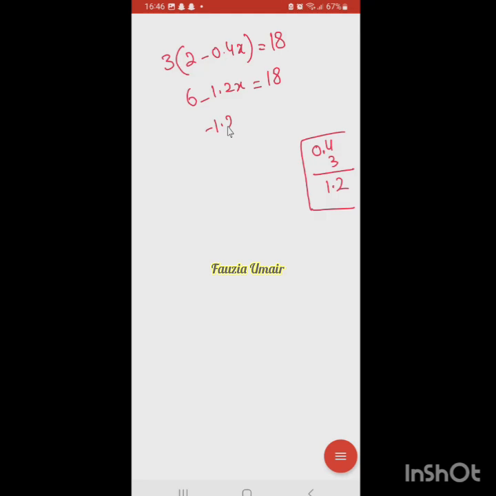So now 1.2x is equal to 18 minus 6, minus 1.2x is equal to what? 18 minus 6 is 12, right? So now divide both sides with which number? Minus 1.2. Very good. So minus 1.2 will come here, so this is gone. So x is, because there is one negative sign, there would be a negative sign in the answer.